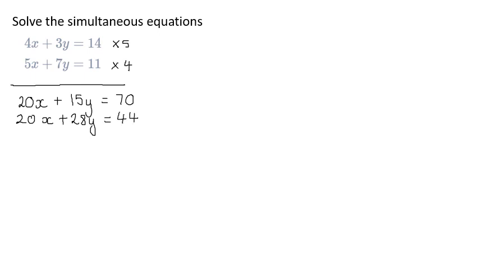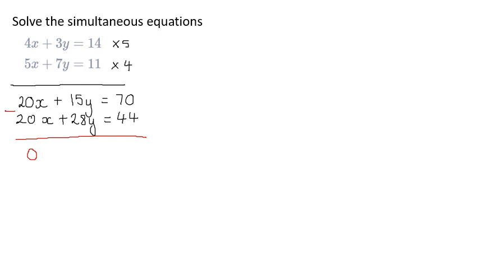Now, I need to either get rid of the x's or get rid of the y's. Something needs to disappear, because otherwise I can't solve these. So I'm actually going to take away the bottom equation from the top equation. Because this means I'm going to do 20x take away 20x, and I'm going to be left with nothing. So the x's will disappear, or be eliminated, which is why this is called the elimination method. So 20x take away 20x is nothing, so 0.